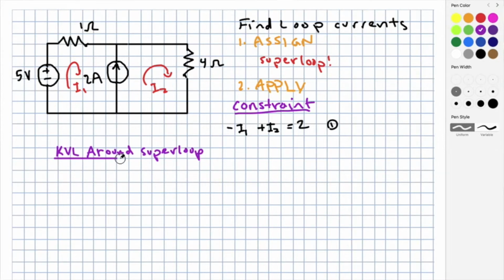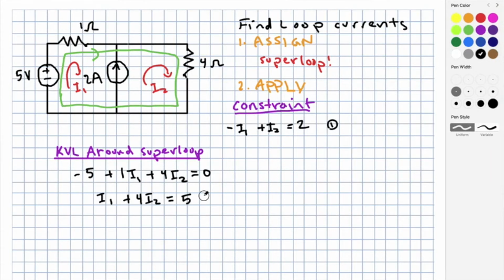Then we write KVL around the big loop created by removing the current source. Going clockwise, we get negative 5 plus 1I1 plus 4I2 equals 0. Simplified, this is I1 plus 4I2 equals 5.